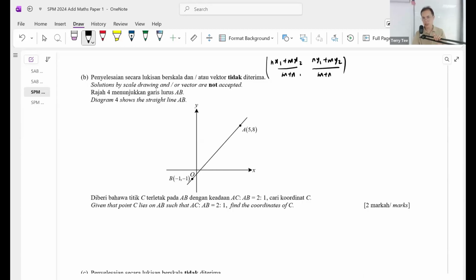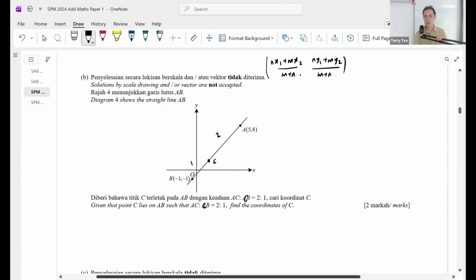They say C lies on AB such that AC:CB is 2:1. So guys, there's a mistake here. It's AC:CB, which is 2:1. So that means C should be a point in between. C should be perhaps here, C, right? So this is 2, this is 1.